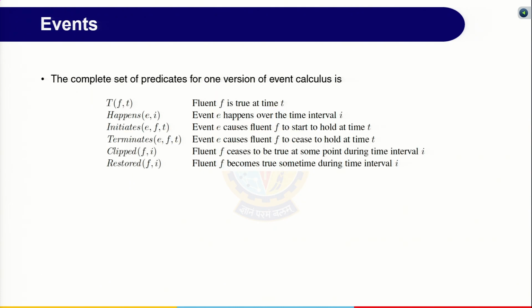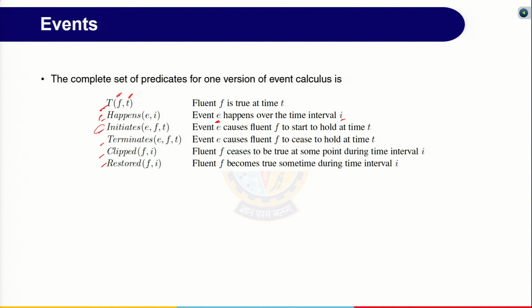So just to give an idea of what kind of predicates we might have in the event calculus, this is one version that is listed here. So these are all the predicates that are only defined in the event calculus. We'll start with T. T is a predicate which says whether this fluent, whether this fact holds true at this particular time t. And the second predicate Happens says whether the event E, which we have defined using logic earlier, happens over the time interval I.